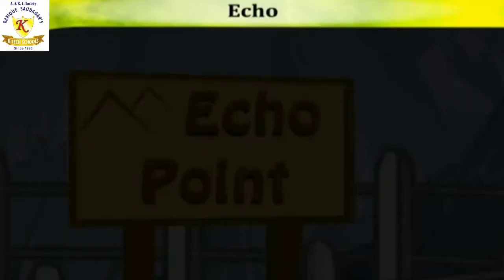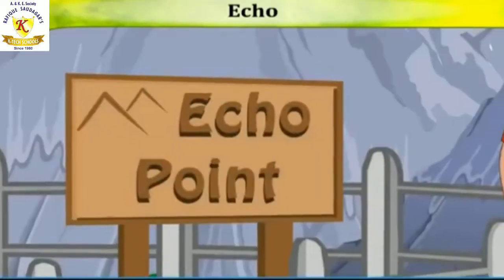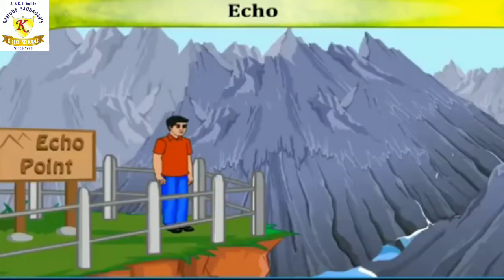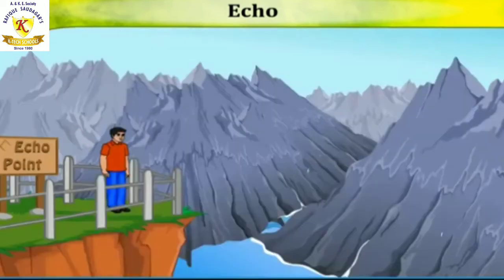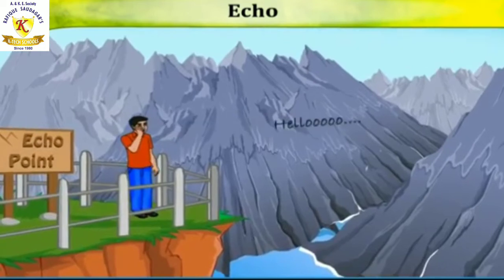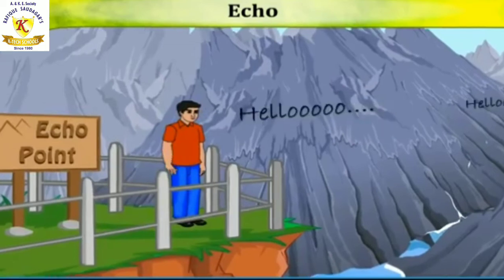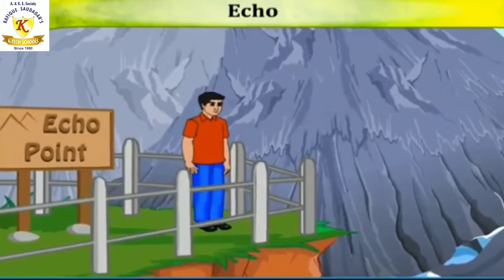Okay. Now let's study echo. You must have visited an echo point at a hill station. If you shout loudly at such a point, you hear the same sound just after a little while. Isn't it? This sound is called an echo. And echo is the repetition of the original sound because of reflection by some surface.